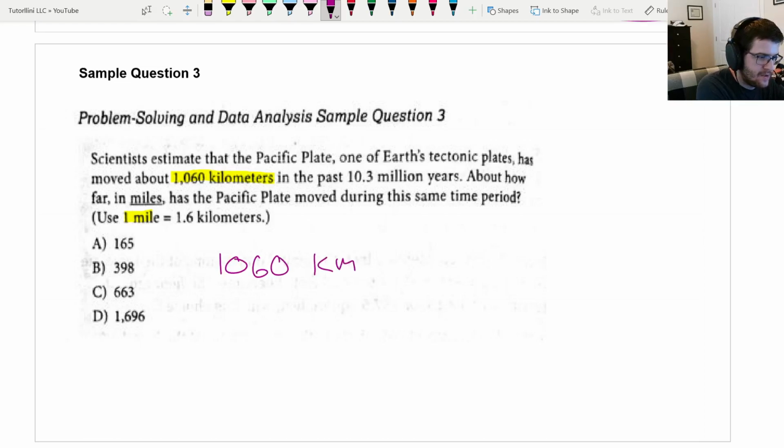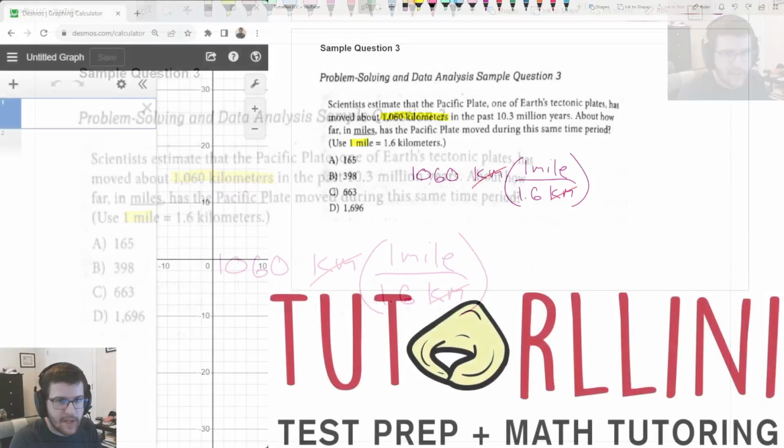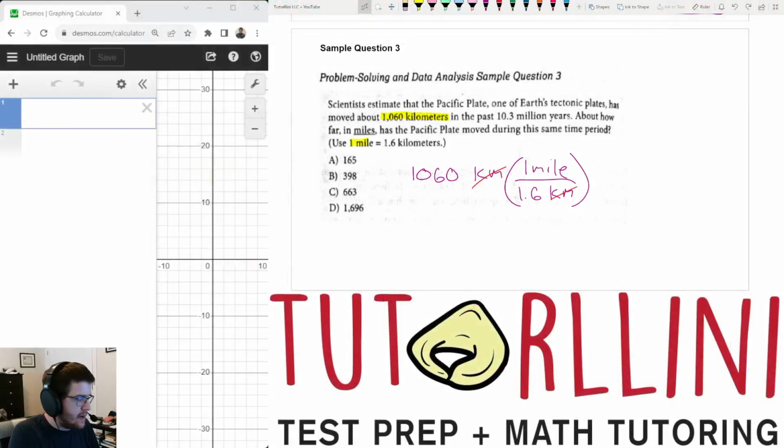1,060 kilometers. And then it says 1.6 kilometers, 1 mile. Okay, so I'm going to put kilometers on the bottom so that, see how the kilometers are on opposite sides of the division sign now, so they cancel. And we're left with units of miles, which is what we want. So now all we have to do is put this in a calculator. Again, as they get more complicated, you can just make sure that you type it into a calculator exactly as written. That way you don't make a mistake.